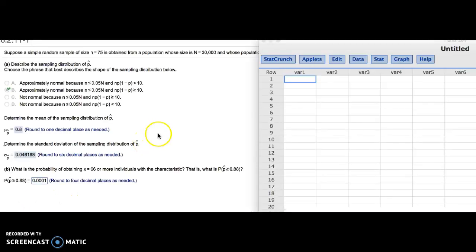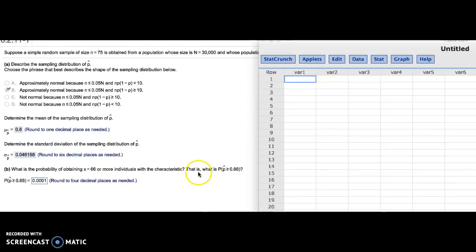In this video, we'll look at a homework problem where we have to use the normal calculator to find a probability. So in part A, we checked conditions, found the appropriate mean and standard deviation. Then in part B, we want to know the probability of obtaining 66 or more individuals with a characteristic. And in the setup, there were 75 individuals in our sample, so 66 out of 75 is how they're getting the 0.88 for our p-hat value.